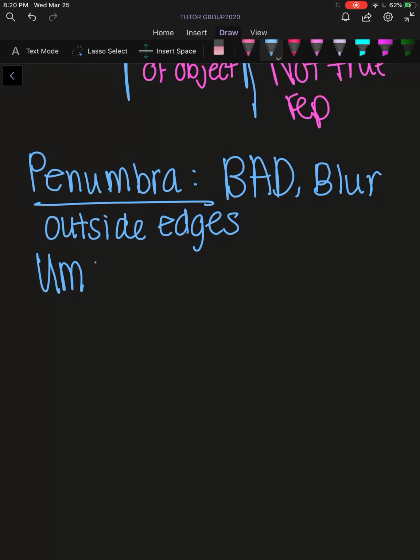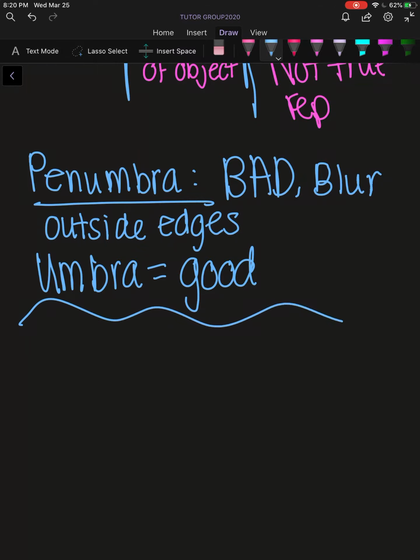Now we know umbra is good. And that is the inside edges of the anatomy in the image. Now, that is where I'm going to end today.